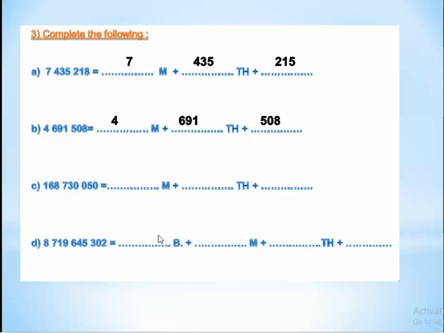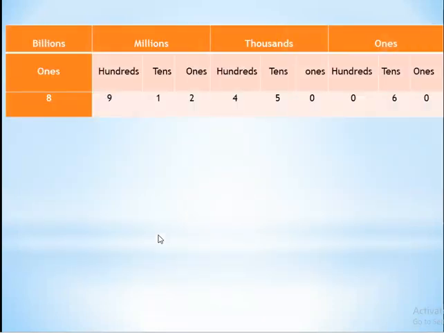168,730,050. So we are going to write 168. Sorry, it's a mistake again. 168,730,050. Here 8,719,645,302. So we are going to write 8,719,645,302. Okay.